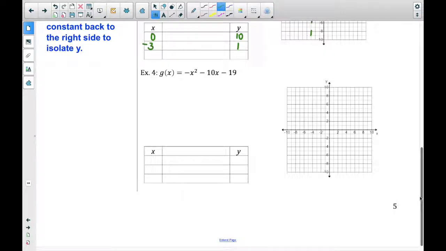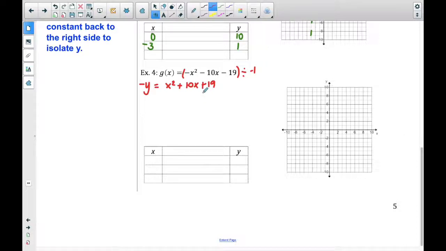Now, example number 4 is throwing us for a loop because it has a negative in front. And so first thing I need to do is divide everything by -1. And so what I'm going to have is negative y is equal to positive x squared plus 10x plus 19. Eventually, we're going to have to move that negative back over to where it belongs because we want the y by itself. But for now, that's where we need it so we can do completing the square.